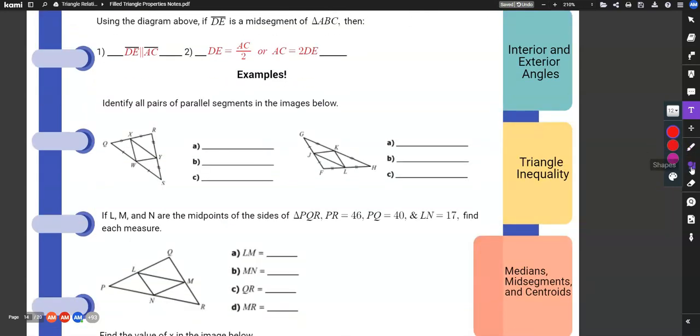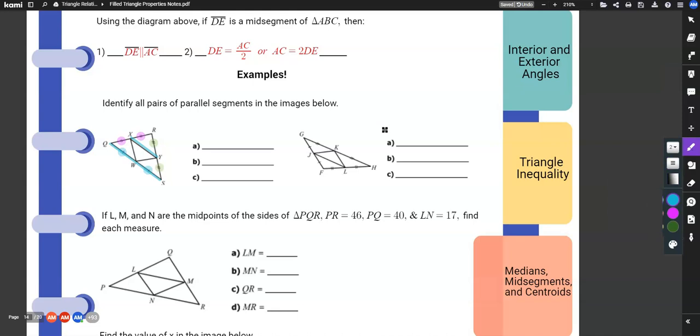I am going to be highlighting each section. So first off, it says to identify all pairs of parallel segments in the images below. So I'm going to start here with segment QS, and I'm going to highlight XY. Now again, because I have these congruence tick marks, this one right here and this one right here, I can tell that these are going to be parallel because I also have these congruence tick marks. So this is what's telling me that XY is a mid-segment.